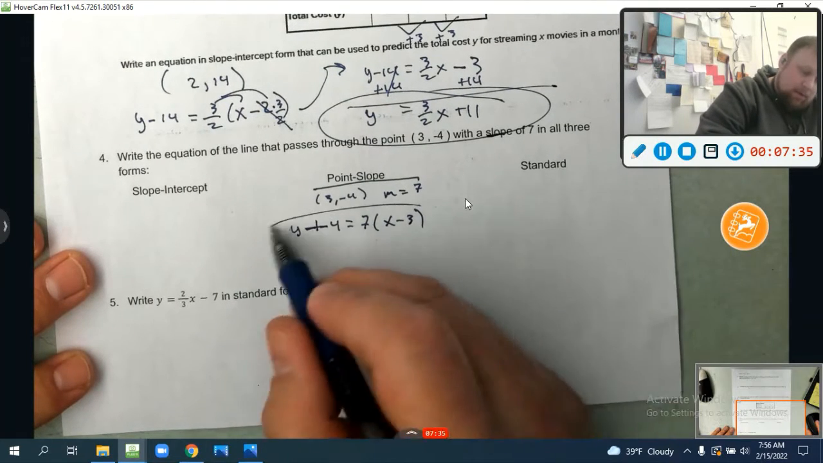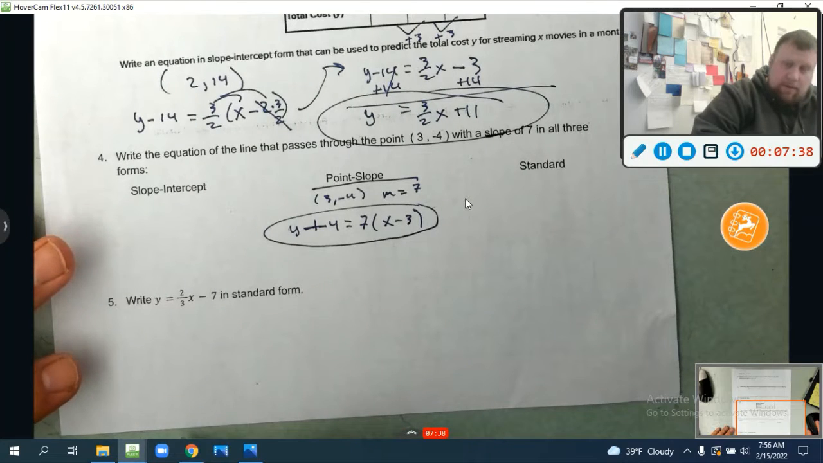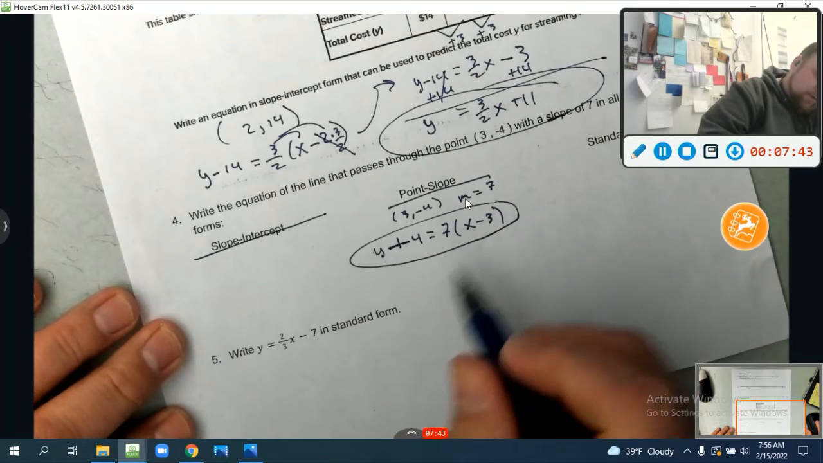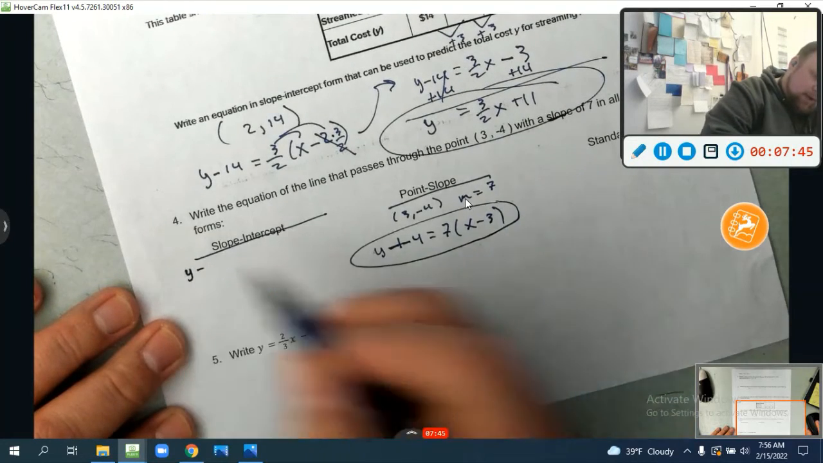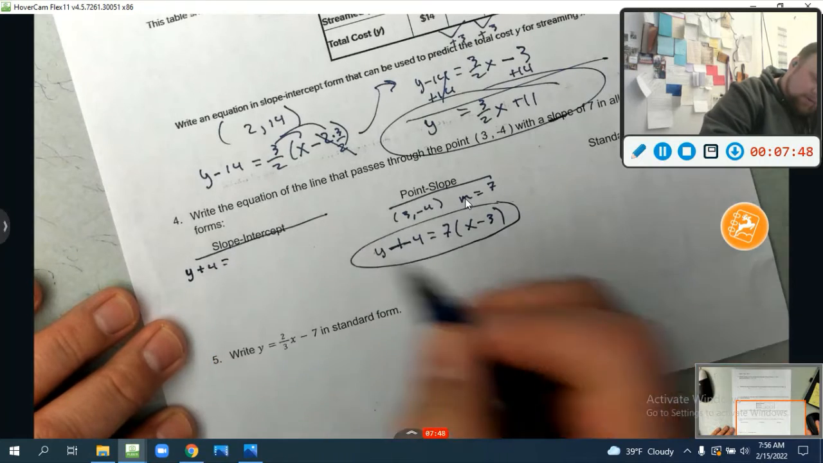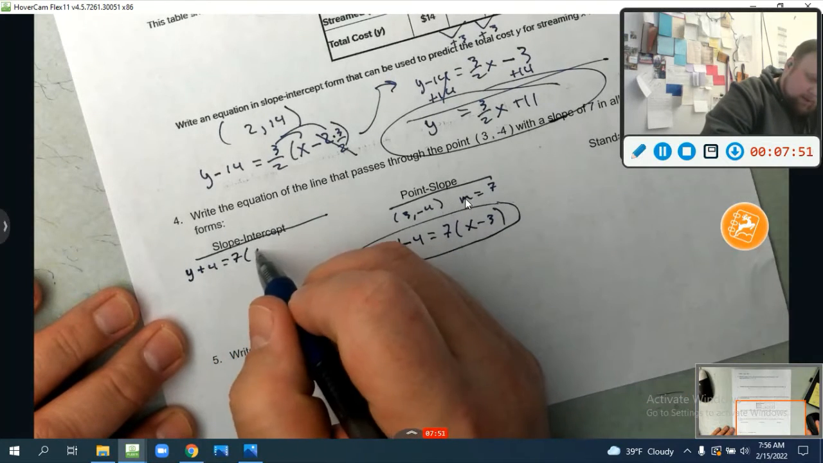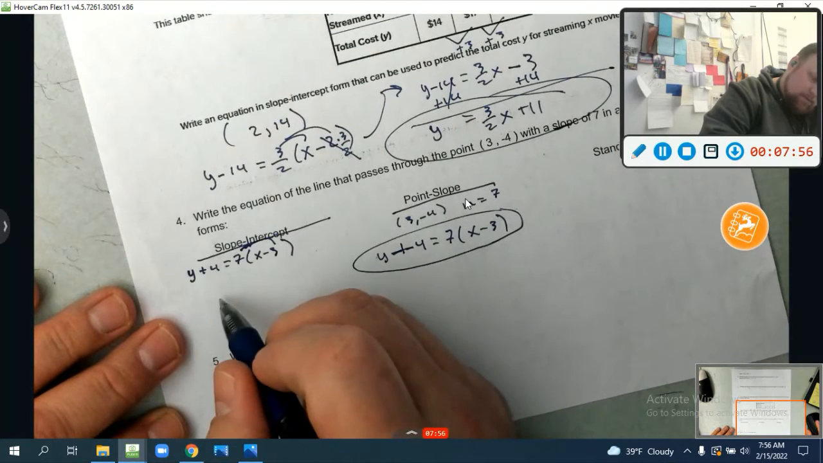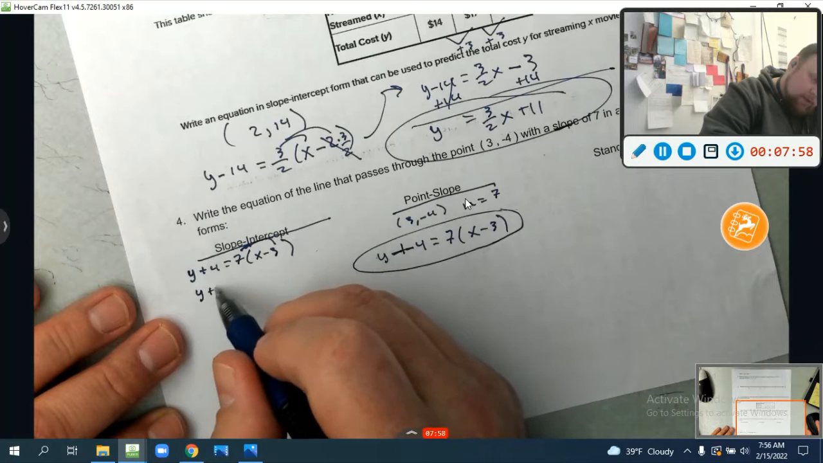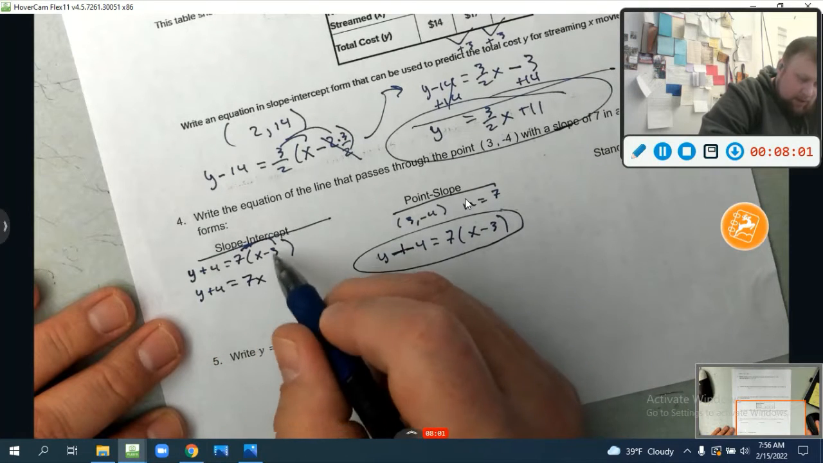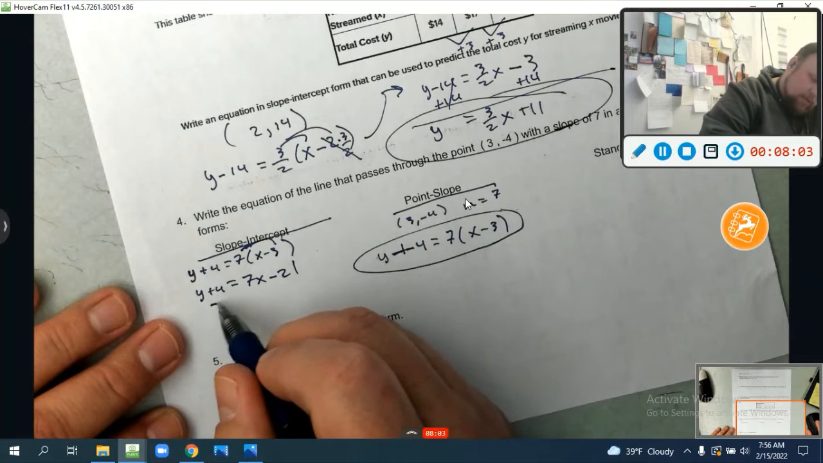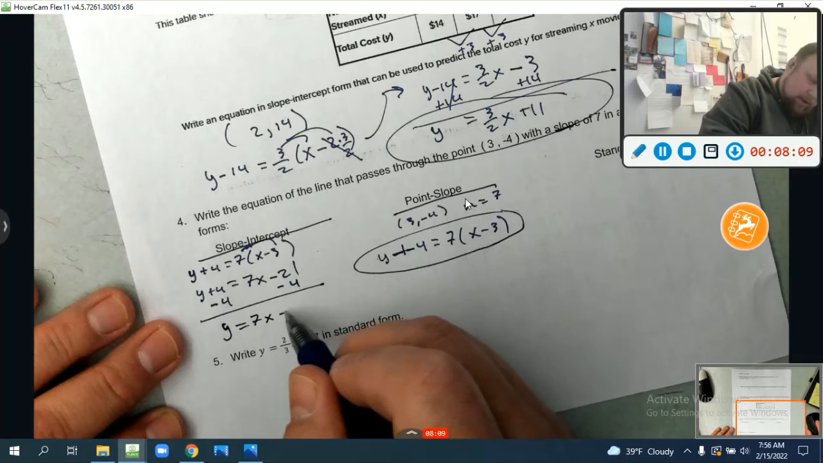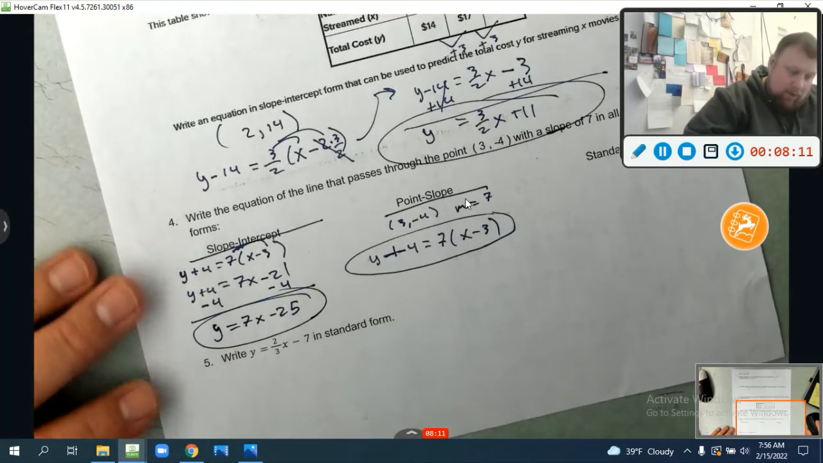Here's my point slope formula: Y plus 4 equals 7 times X minus 3. Now watch this. Now I'm going to go to slope-intercept form. Let's take this over here. I'm just taking Y plus 4 equals 7 times X minus 3, and check this out, I'm going to distribute. So I'm going to get Y plus 4 equals 7X minus 21. Then I'm going to subtract the 4 over. Y equals 7X minus 25. Look, solving it, put it in the right form.